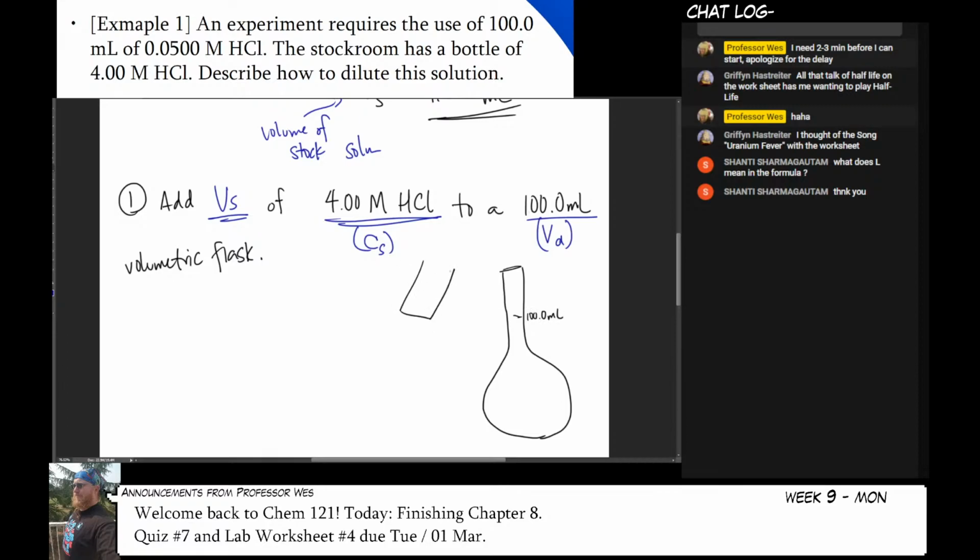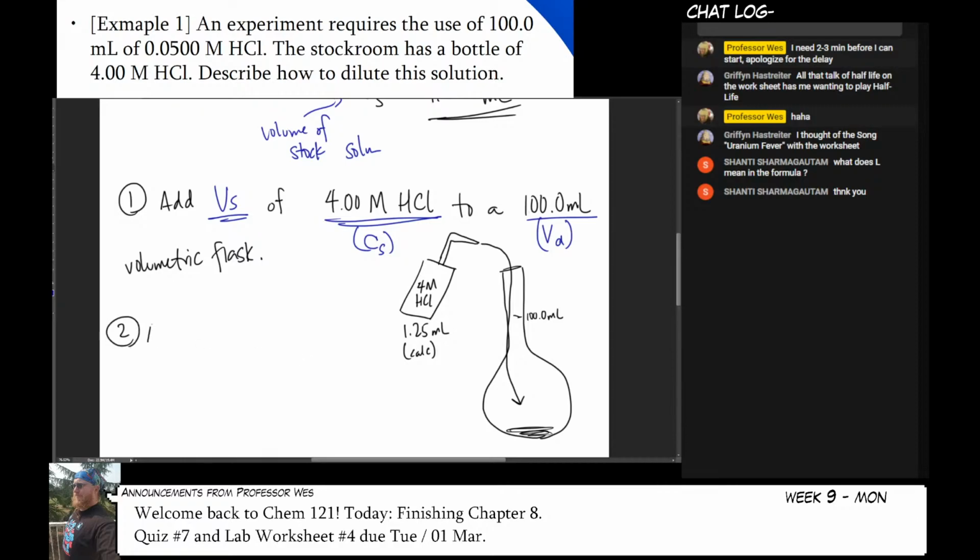I'm going to take my 4 molar HCl, and I'm going to add 1.25 milliliters of that, because this is what we calculated, right? All right, and so there it is, right there at the bottom of my flask. You probably shouldn't keep your HCl in a squirt bottle, but that's okay. All right, that was step 1.